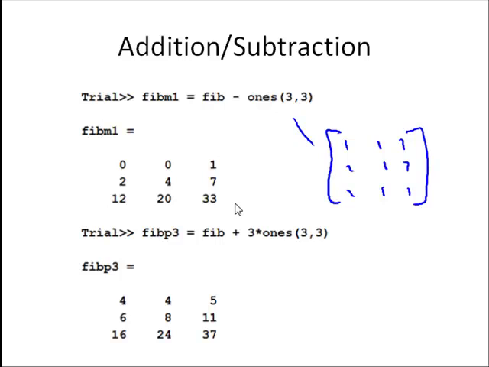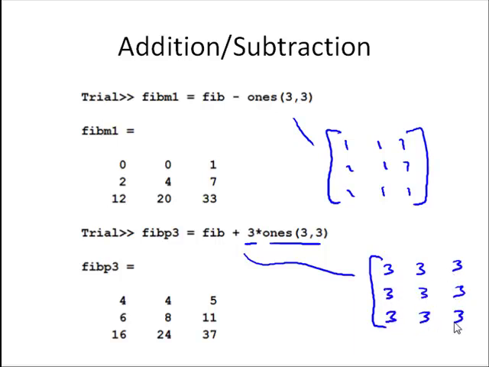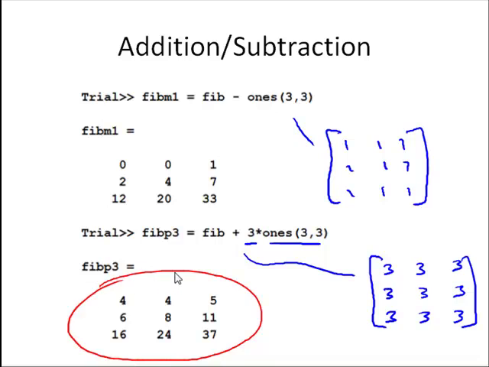Here I've combined the two, where I have a scalar times the matrix. So now this matrix here is all 3's. And then what's happening is we're adding 3 to every element of fib to get this result.